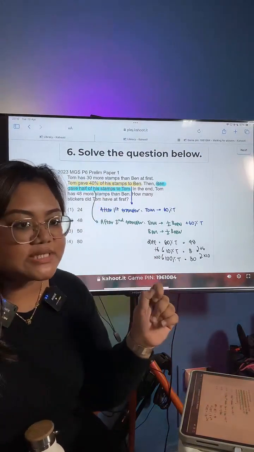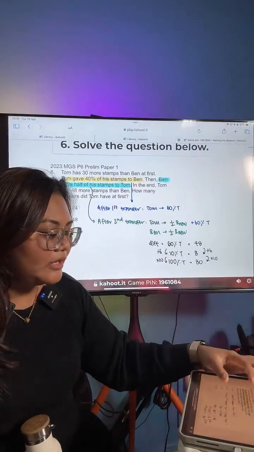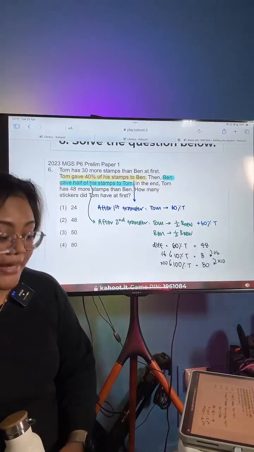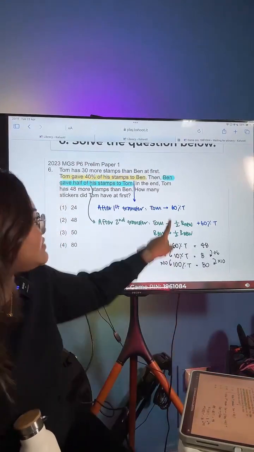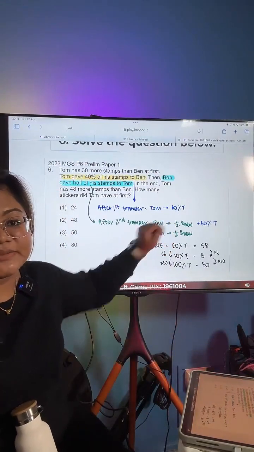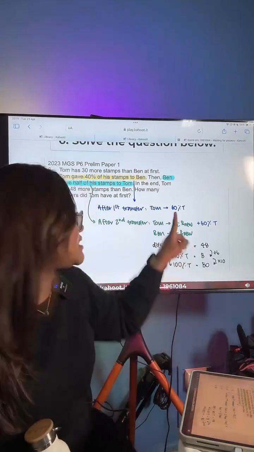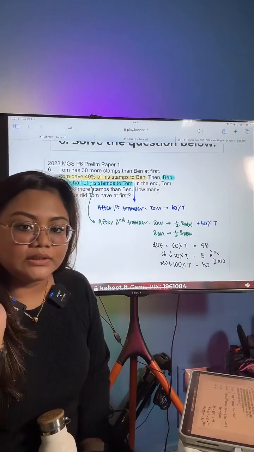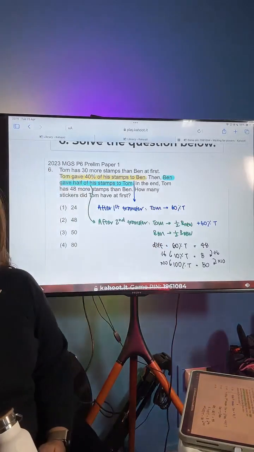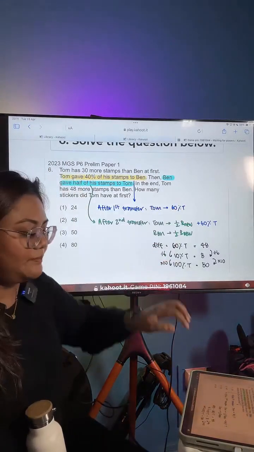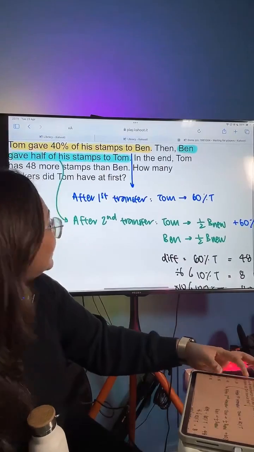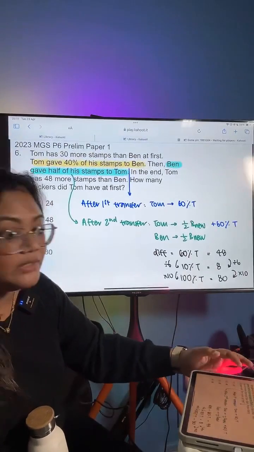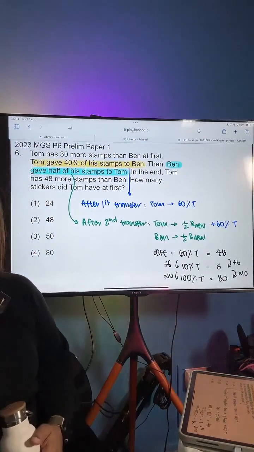Tom gave 40% of his stickers to Ben. Now, if Tom gave 40% to Ben, Tom will be left with 60% after the transfer, right? 60%. Okay, we keep that in mind, 60%. Okay, this part, everybody clear? I gave you 40%. I'm going to be left with 60%. I'm going to zoom it in a little bit more, this part, okay? Should be fine, right?